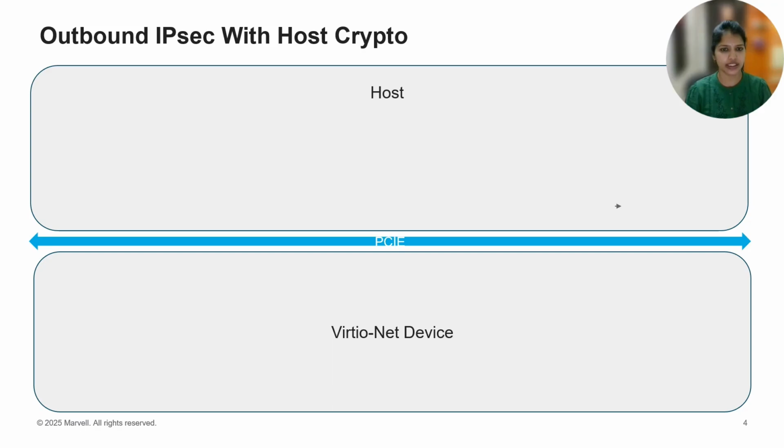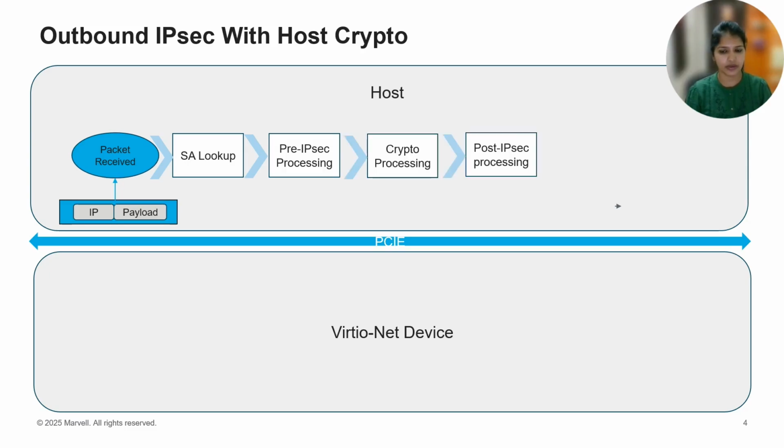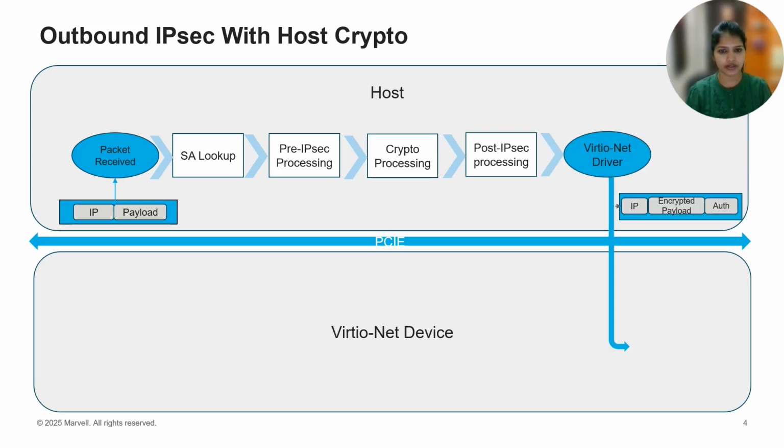When a host wants to send a packet securely, it performs IPsec processing, which includes SA lookup to find the appropriate SA for the packet. The SA contains the necessary parameters for IPsec processing, such as encryption and authentication algorithms. Then pre-IPsec processing to add additional header to the packet as required by the IPsec protocol. Next, cryptographic processing and post-IPsec processing. The fully processed IPsec packet is then passed to the virtio-net device via the PCIe.